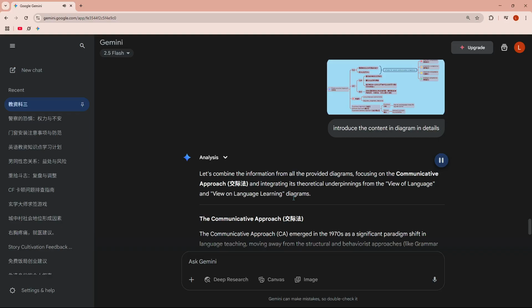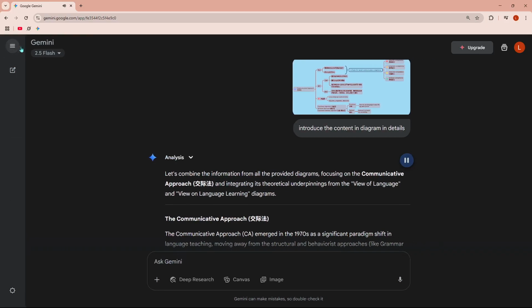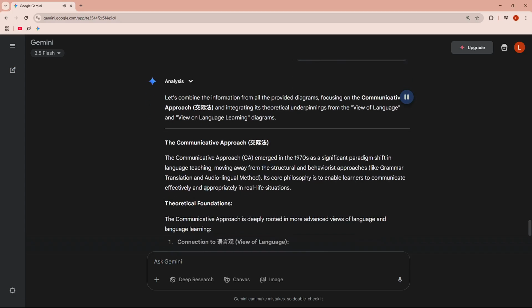Let's combine the information from all the provided diagrams, focusing on the communicative approach, Jiao Ji Fa, and integrating its theoretical underpinnings from the view of language and view on language learning diagrams. The communicative approach, Jiao Ji Fa.